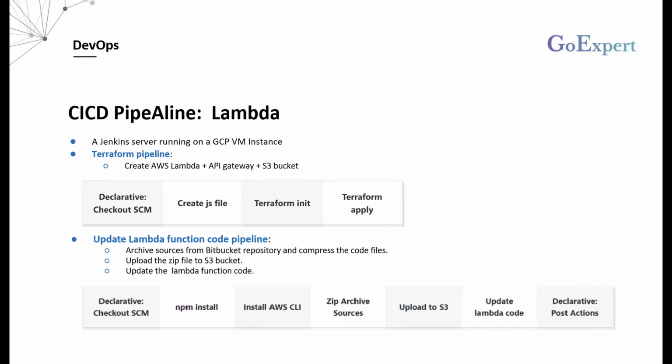The second pipeline is for updating Lambda function code. When the developers update the function code on the repository, it will trigger Jenkins to integrate and deploy automatically. The pipeline will show all of these steps. The first 2 steps are to install the commands. Jenkins will archive the sources and compress them first. The next step will upload the zip file to our store function code bucket. The final step is to update the Lambda code in the AWS Lambda function. All of them are our Lambda infrastructure as code stages.